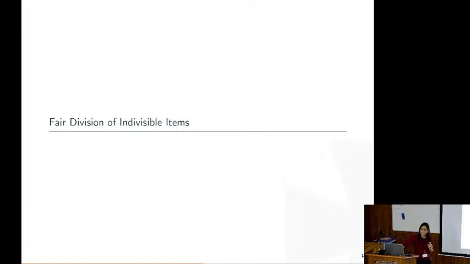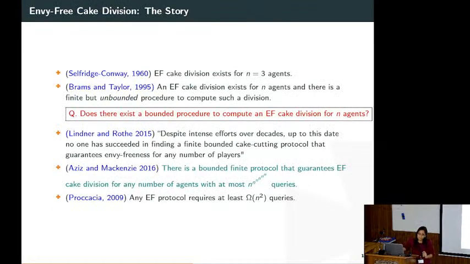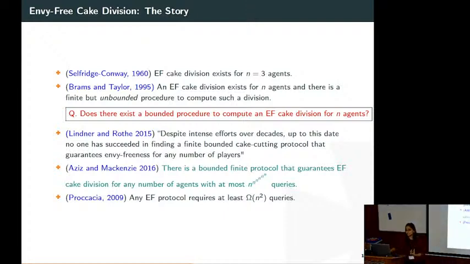You mentioned something about the Robertson-Webb model. What is that? So the Robertson-Webb model is about how you elicit the preferences of the agents over a continuous interval. You cannot go to an agent and ask how do you value every subinterval. There are infinitely many of them, right? So you resort to an oracle kind of access.